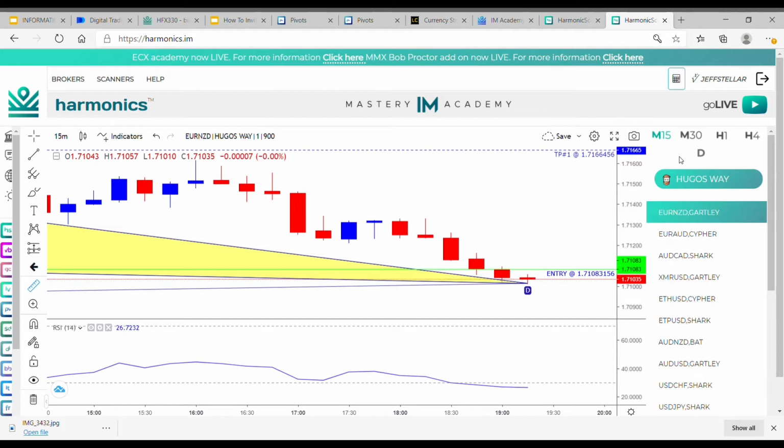So with that being said, that does not mean you will get your money in 15 minutes. It does not mean you will get your money in 30 minutes, an hour, 4 hours, or in a day. It's just giving you a time frame of what each candlestick actually represents in the market.